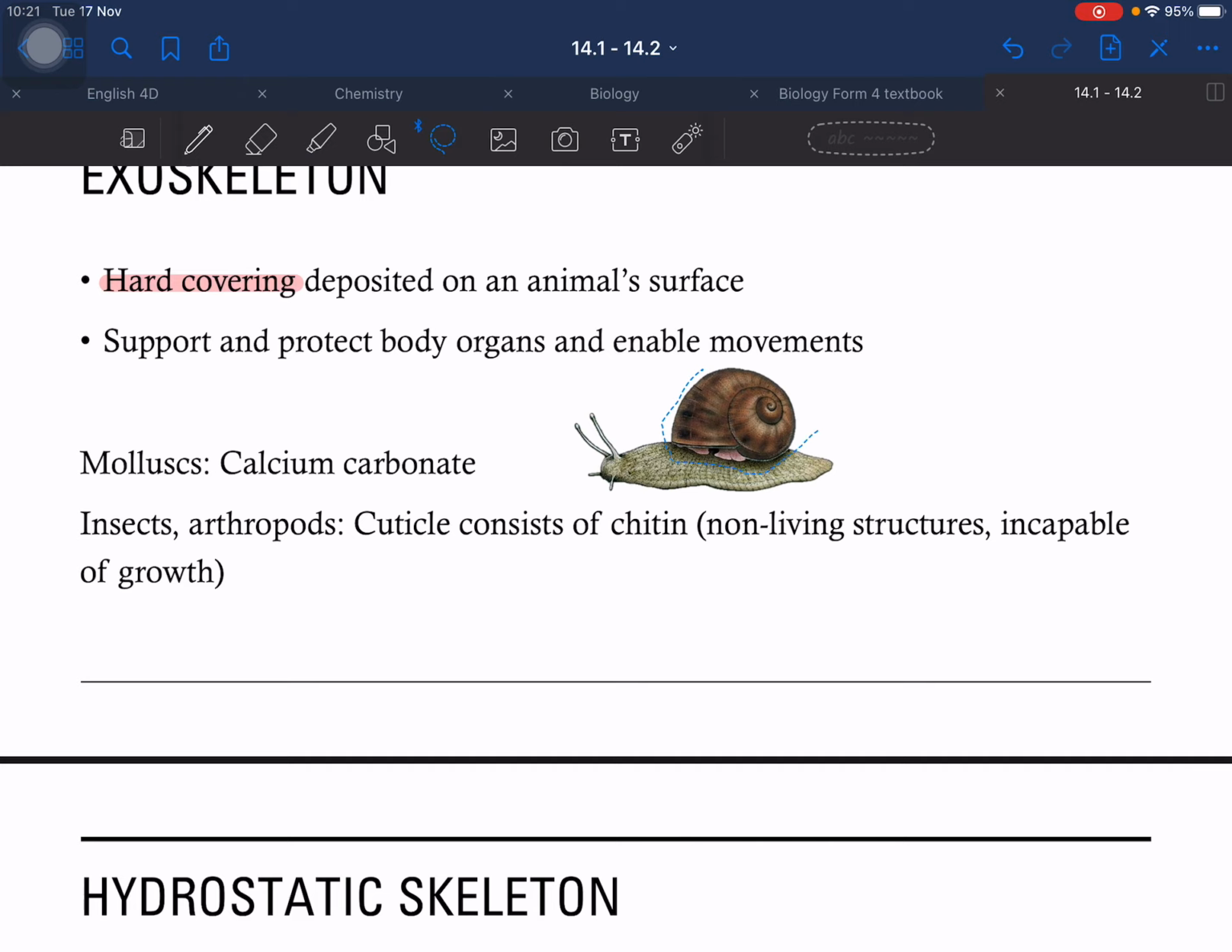So this shell is the exoskeleton, and it is made up of calcium carbonate, which is also an ingredient of chalk. So snail is brittle, senang pecah. Other than that, there are insects and arthropods, which have a cuticle that consists of chitin. And chitin is a non-living structure, so it is incapable of growth. For example, you see a grasshopper.